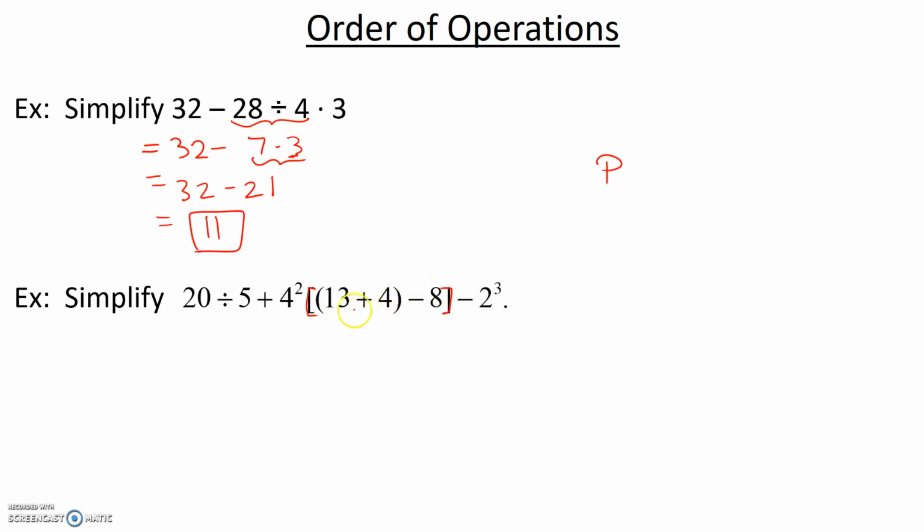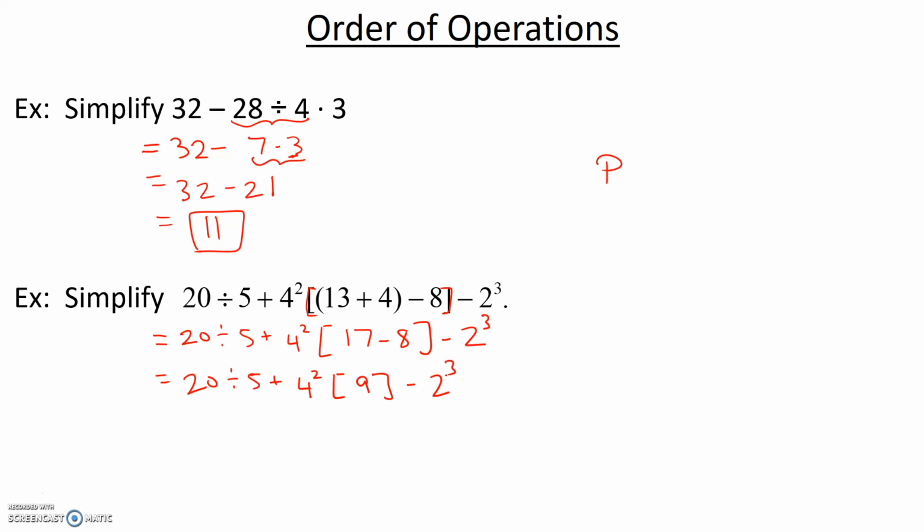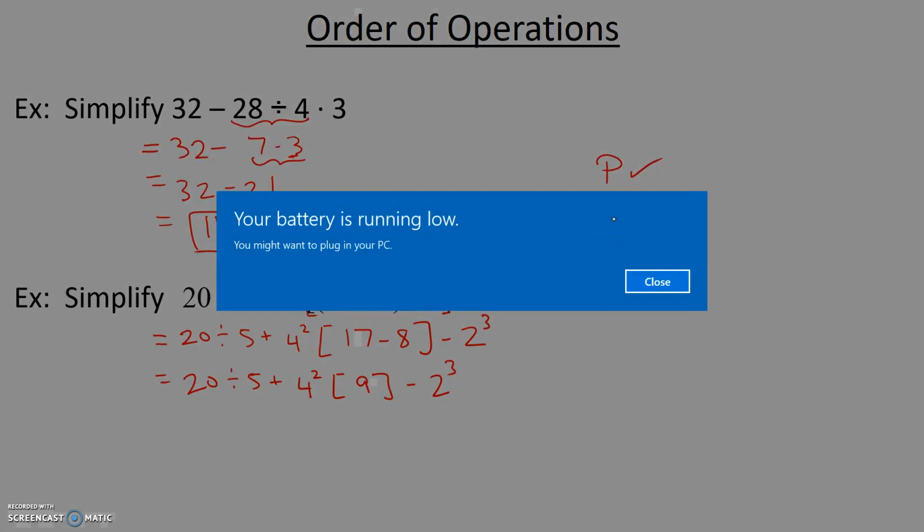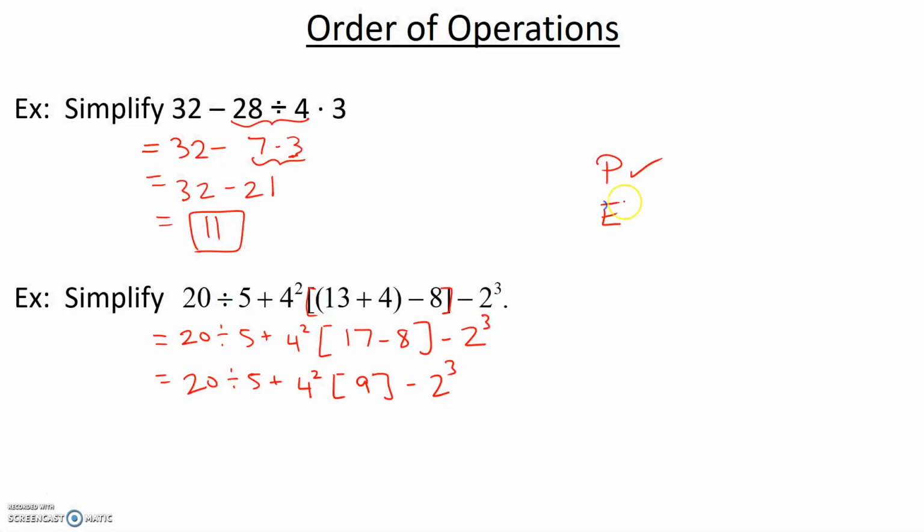Within the bracket, we have another parentheses. So I'm going to rewrite this as 20 divided by 5 plus 4 squared times quantity 13 plus 4, which is 17, minus 8 minus 2 cubed. Now notice I can't divide, I can't multiply, I can't simplify any exponents until this bracket is simplified. So I will now rewrite this as 20 divided by 5 plus 4 squared times the bracket 17 minus 8, which is 9, minus 2 cubed. The parentheses is now simplified, so I can check that off and go to my next step, which is exponents.